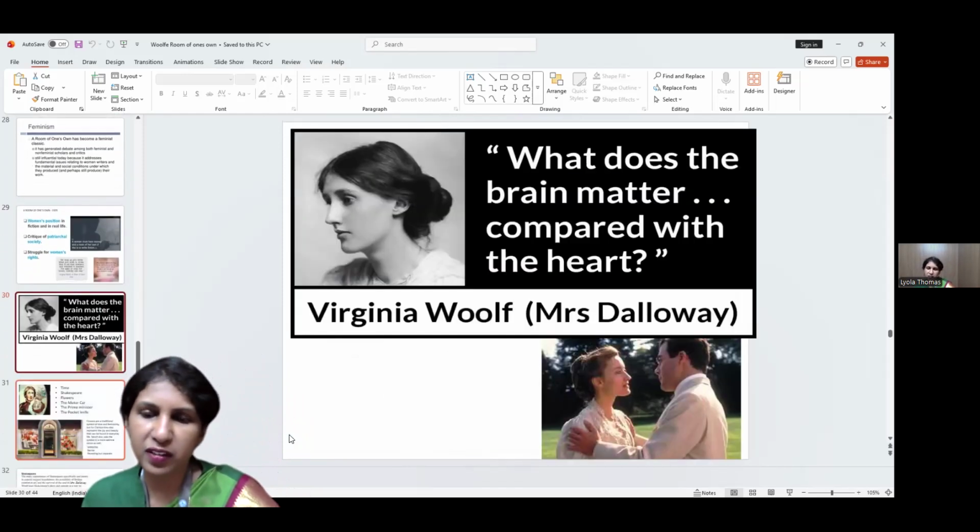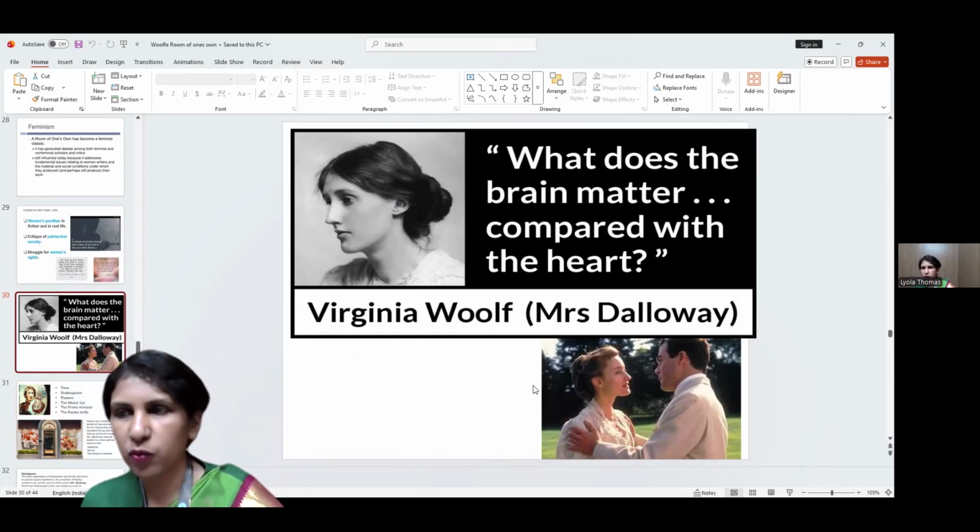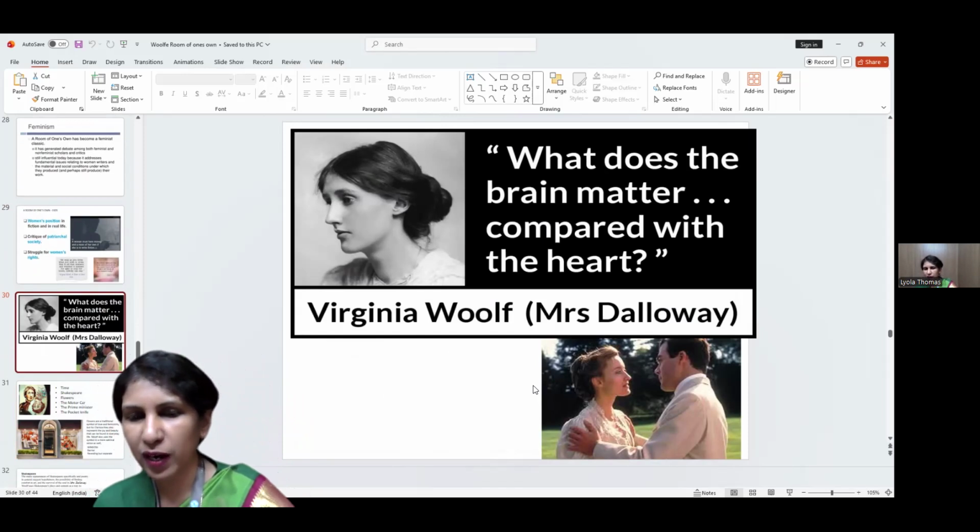And this is also another important quote from Virginia Woolf in the novel Mrs. Dalloway: "What does the brain matter compared with the heart?"